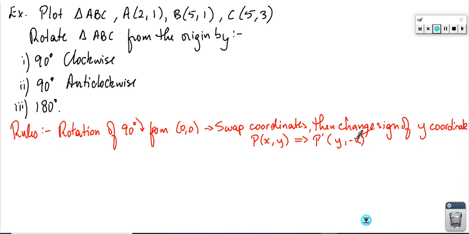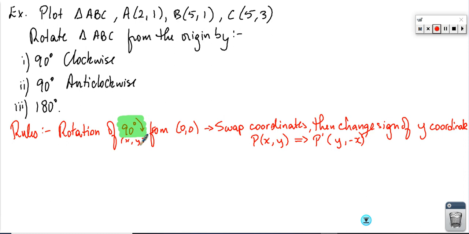To remember this rule and which sign you need to change, looking here at this number, we see that for 90 degrees clockwise, the arrow which symbolizes clockwise is on the y-coordinate side of a set of coordinates, (x, y). So after swapping the coordinates, change the sign according to the arrow there. That's a nice trick for this rotation.